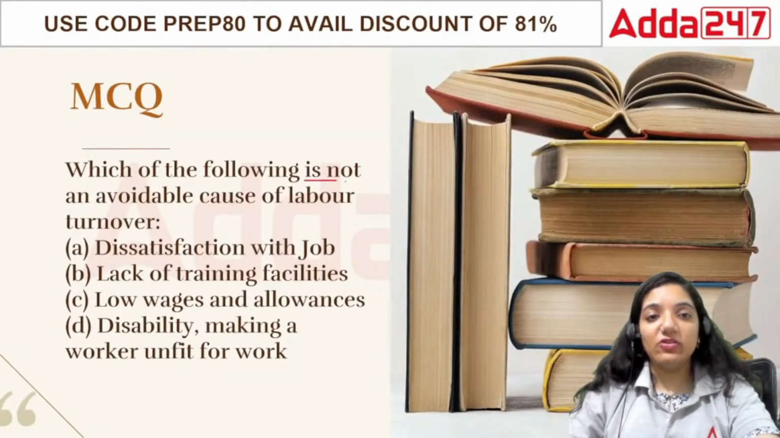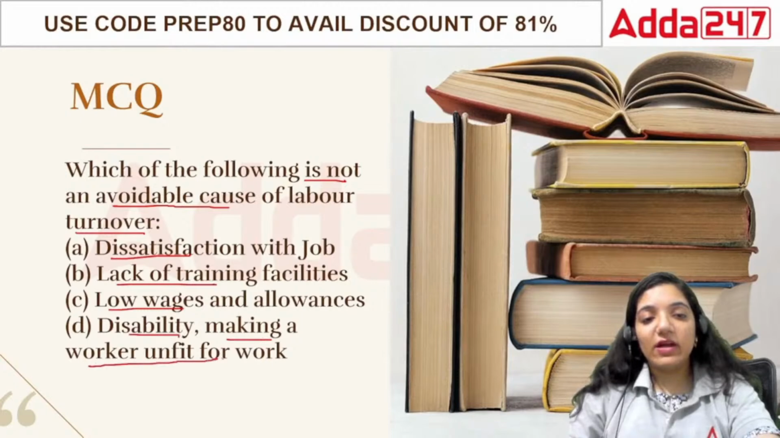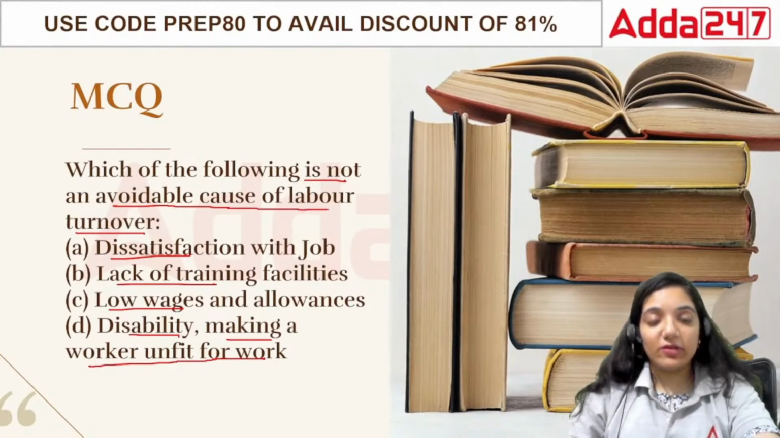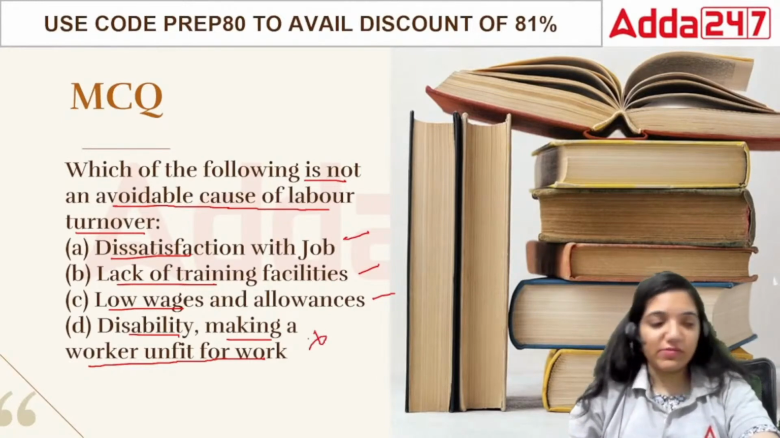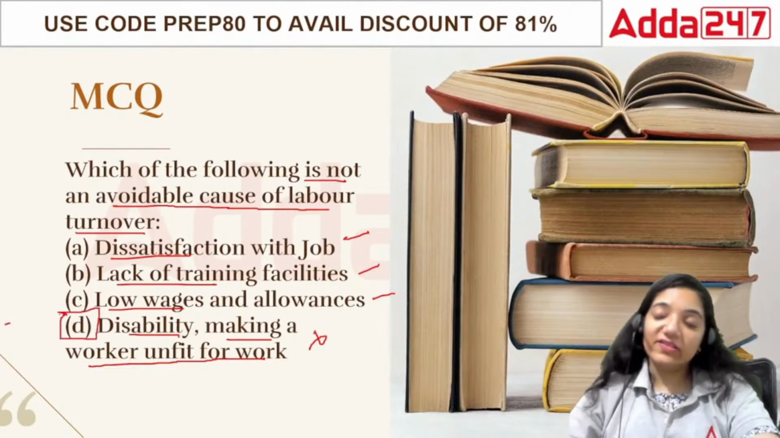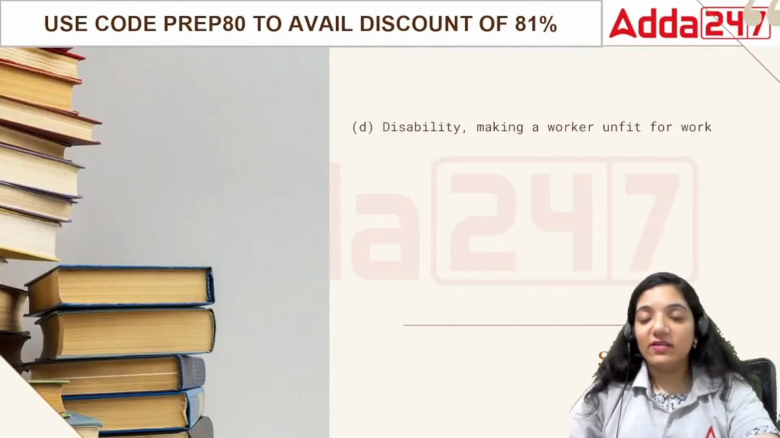Which of the following is not an avoidable cause of labor turnover? Dissatisfaction with the job, lack of training facilities, low wages and allowances, or disability making a worker unfit for work. So what would be the correct answer? Dissatisfaction with a job is an avoidable cause. If you try to satisfy the person, he can still stay. Lack of training facilities, you can give training to them and they will stay in the organization. Low wages and allowances, you pay more, they will still stay. Disability is something that is not in their hands. It is not in your hands as well as in the hands of that particular labor. So this disability portion is not avoidable. This is unavoidable in nature. This can happen with anyone.